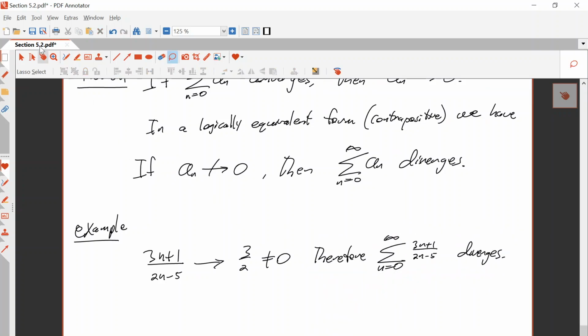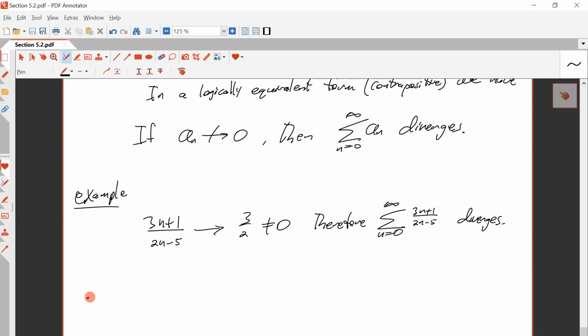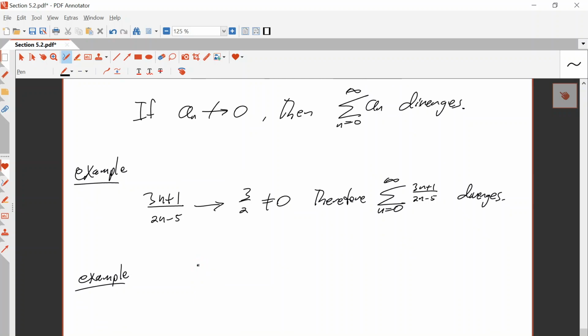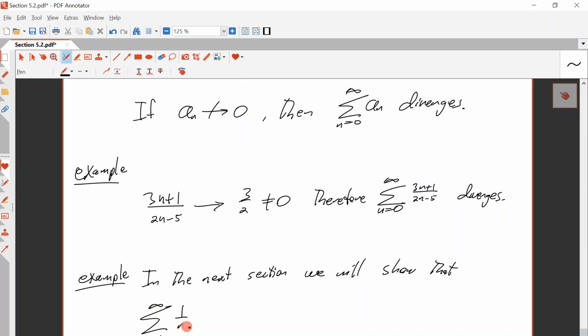Don't turn it around. Don't get it confused. Okay? Another example. We'll prove it in the next section. In the next section, we will show that the sum from n equals 1 to infinity of 1 over n diverges, even though 1 over n goes to 0. Okay? Don't get the implications mixed up.